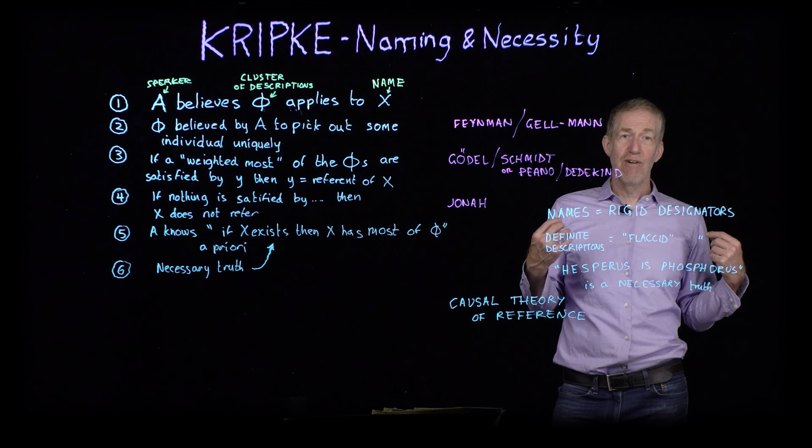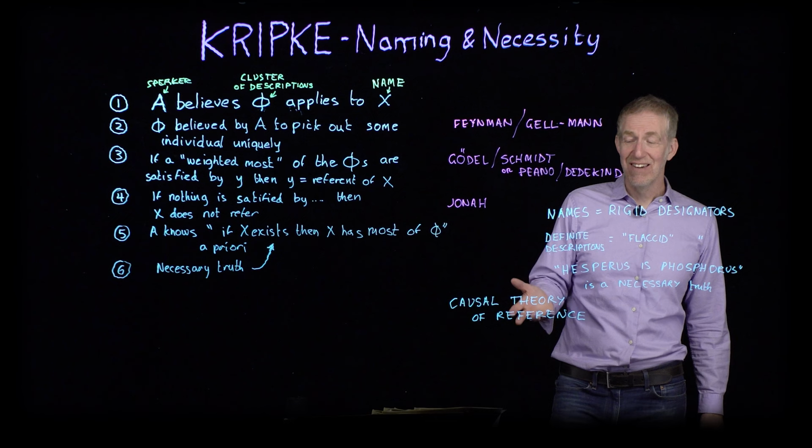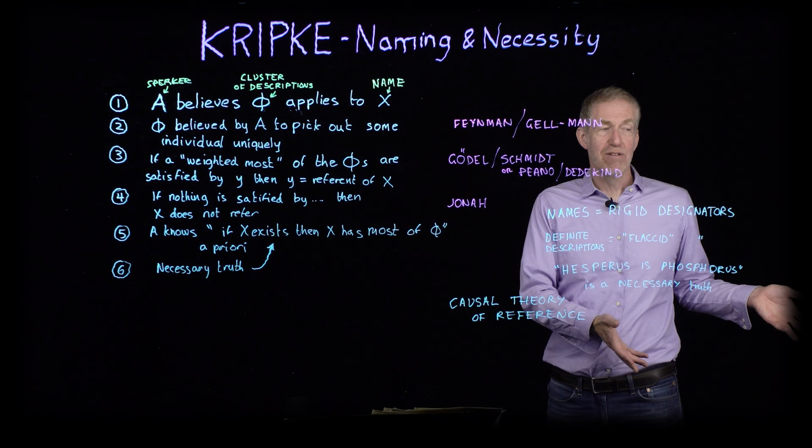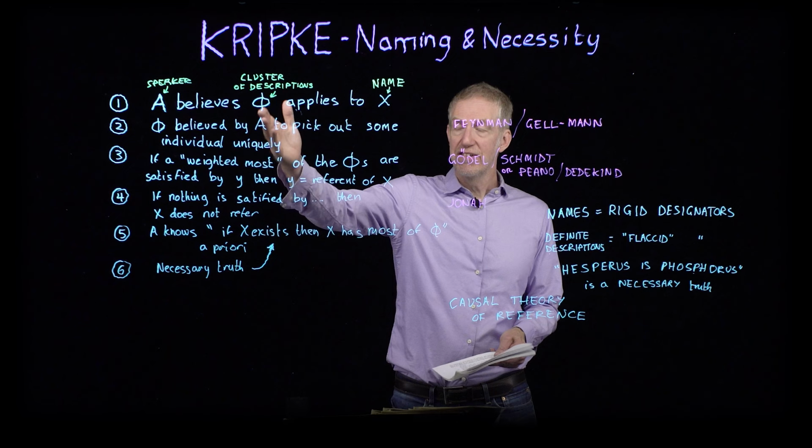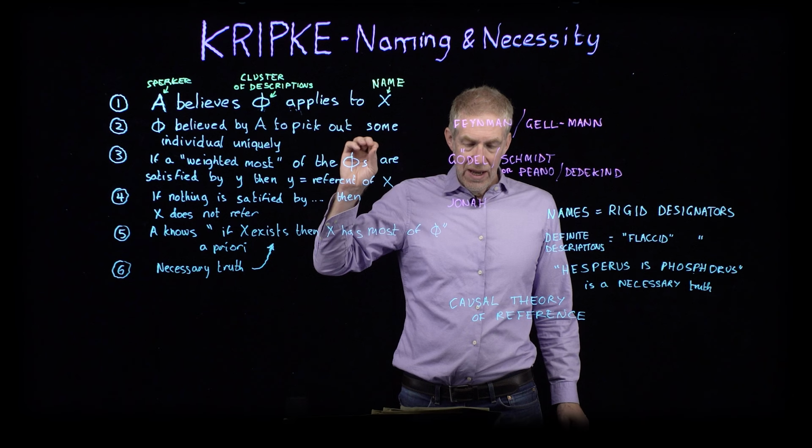So why did it take 10 years for just a transcription of a lecture to be published? Naming and Necessity was published in 1980. That's unexplained. But anyway, this is him just lecturing, and written on the board, he has these theses. I've abbreviated them because I'm lazy.